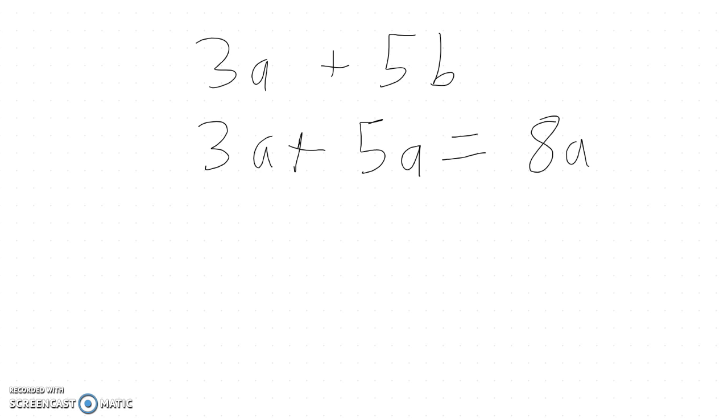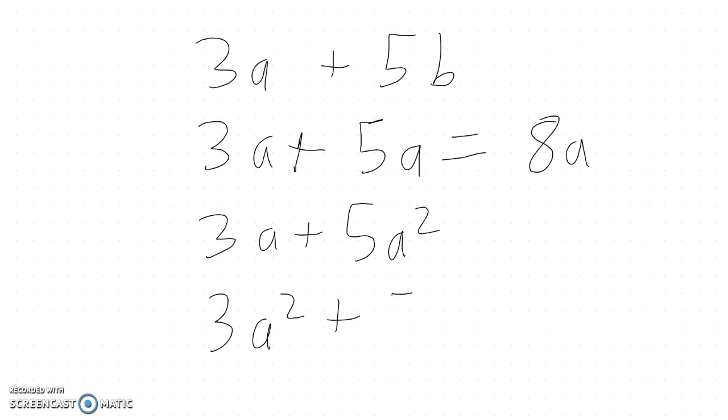So in order to add or subtract two terms and actually get something simpler, you have to have like terms for addition and subtraction. Again, like terms means they have the same exponent and the same base. So for example, if I have 3a plus 5a squared, these are unlike terms. I cannot add them. But if I have 3a squared plus 5a squared, they're like terms, so I can add them and I get 8a squared.